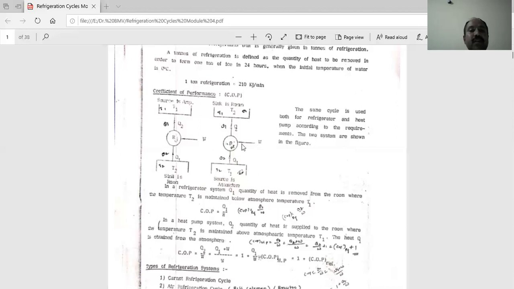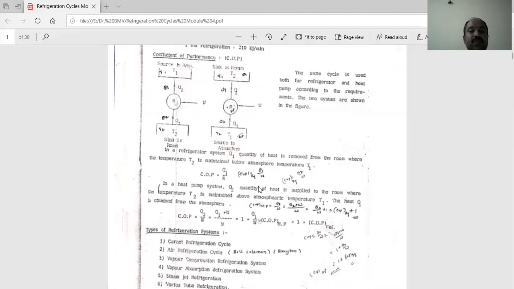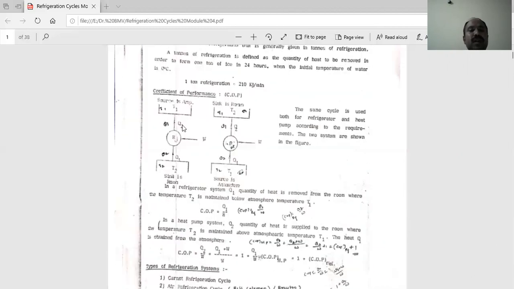Here we are supplying work. From the lower to the higher level we have to lift the heat, so that means work will be required. This is the COP of a heat pump: COP of HP is equal to Q1 divided by W. This is the simple mechanism of the refrigeration system and heat pump that you should know.